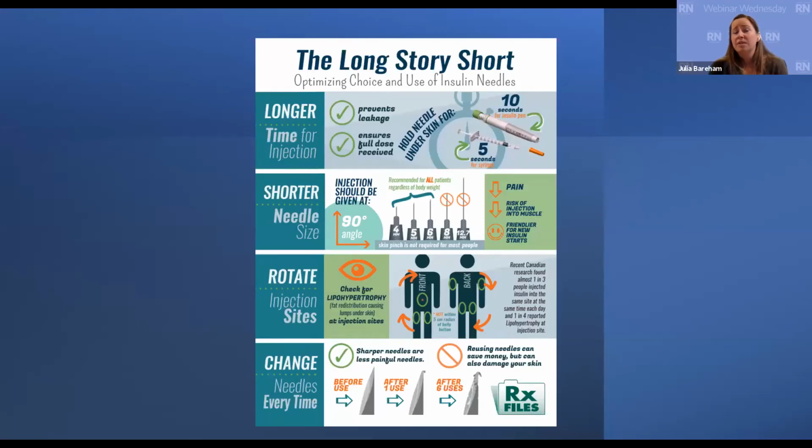And speaking of insulin, here's a great patient tool. This is a visual infographic to discuss optimal injecting and the use of insulin needles. At the top, we remind them if you're using those pens, keep the needle in the skin for about 10 seconds. Choose a shorter needle length that's more comfortable. As a community pharmacist, I'm probably going to give you the 4mm, whether you like it or not, unless you convince me otherwise. Reminder to rotate the injection site and to change your needles every time because it can cause a bit of discomfort or pain.